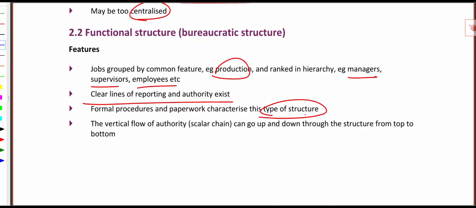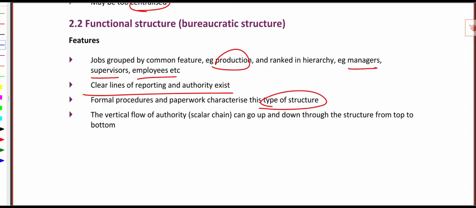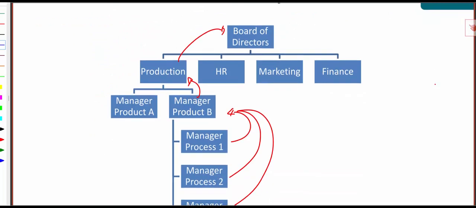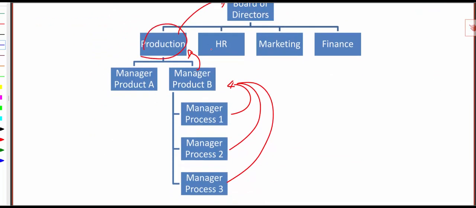Okay, so if you think back to the table we saw, we said there's a key, standardization of work. So we want everything to be adhering to standards. Vertical flow of authority. We're going to look at scalar chain in a second. It can go up and down through the structure from top to bottom. So it's very much that traditional hierarchy structure. And there's our diagram. So you can see all of the key areas of the business organized by function.